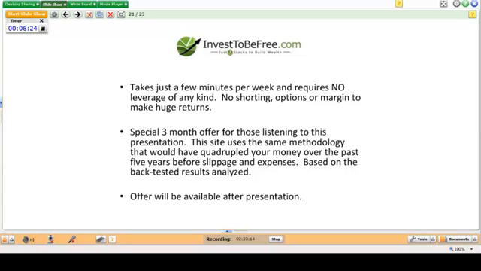It requires no leverage of any kind. You don't have shorting, options, or more margin to make these huge returns. A lot of systems out there will tout these kind of returns, but they do involve shorting in general. The ones that I've seen involve options or margin or some kind of leverage to make these huge returns. Whereas this methodology that I'm showing you involves no shorting of any kind, no options, no margin of any kind. And it's a very, very hot system. It has been for many years.